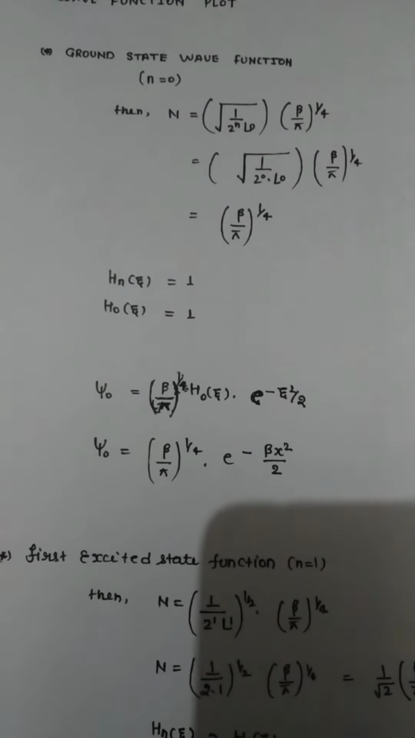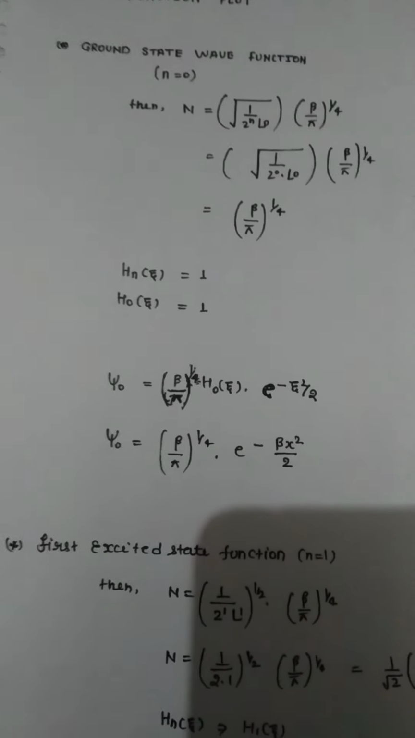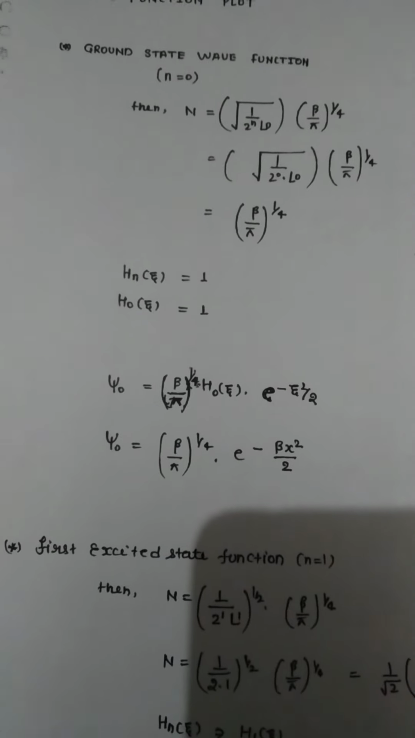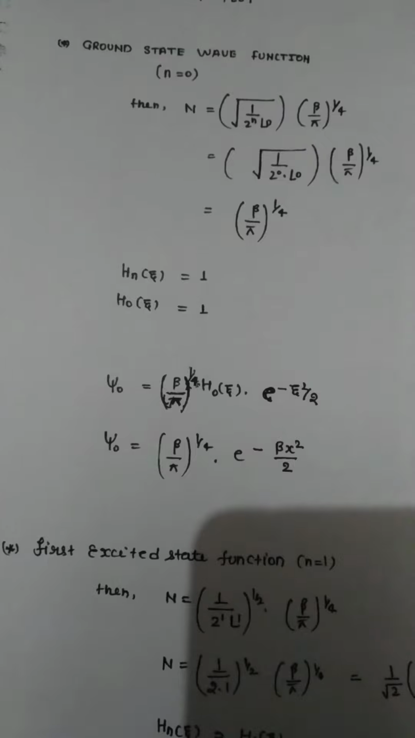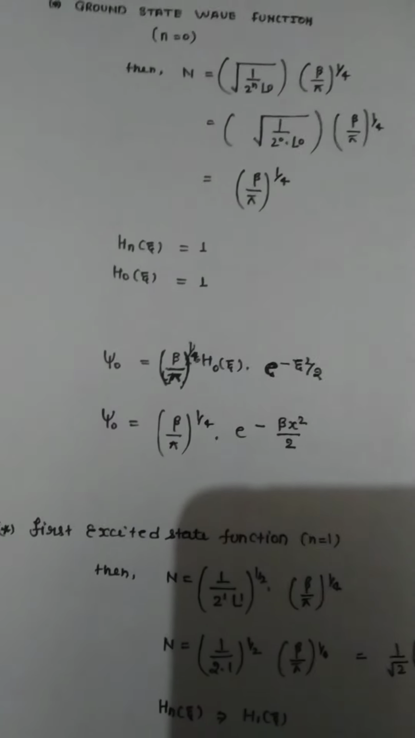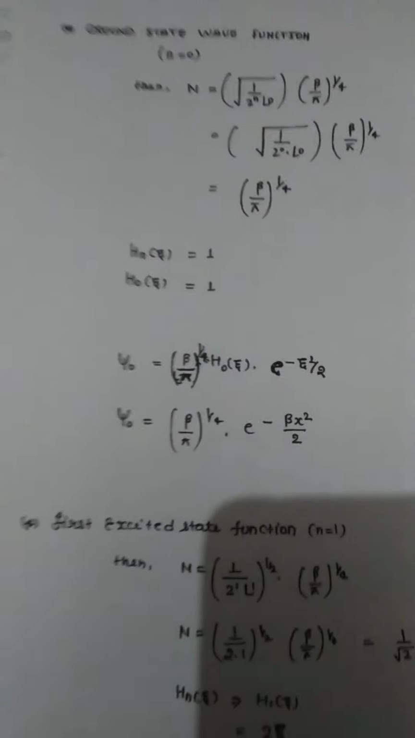H naught beta is equal to 1, so psi naught is equal to beta upon pi to the power 1 by 2, H naught e to the minus beta x square upon 2. Psi naught is equal to beta upon pi to the power 1 by 4 e to the minus beta x square upon 2.